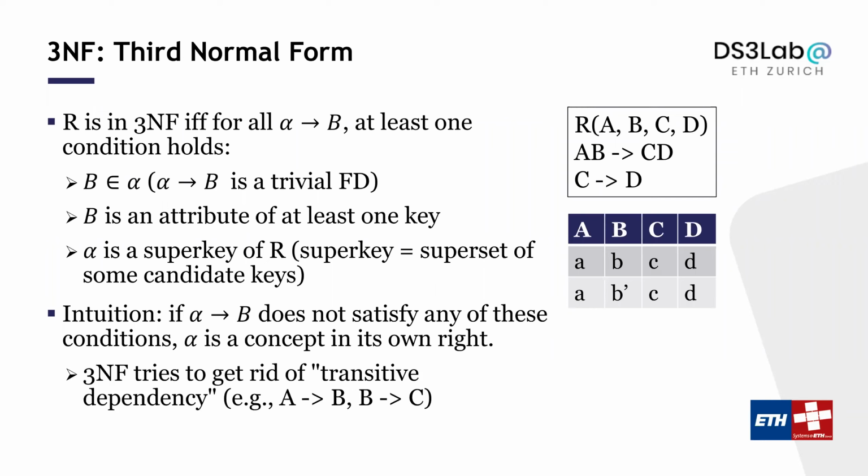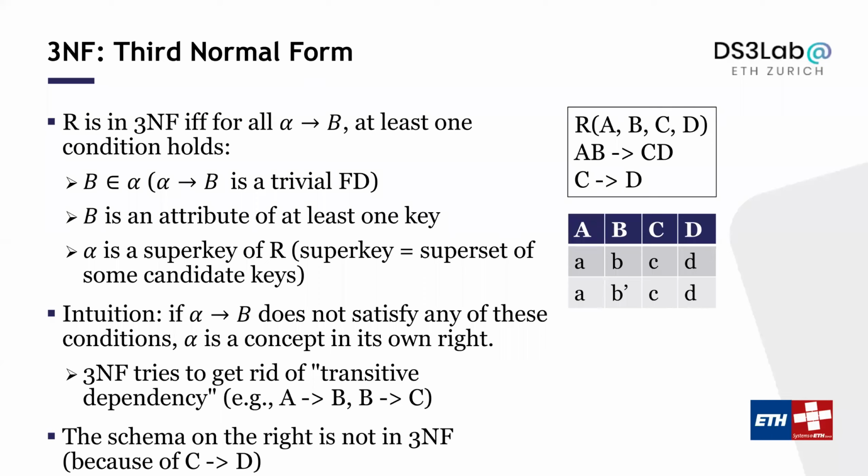Another intuition is that we try to get rid of transitive dependencies. For example, I have three attributes, there's a functional dependency from A to B, and there's a functional dependency from B to C. This type of transitive dependency is okay for second normal form. But if you apply third normal form here, whenever I have this type of transitive dependency, the relation will not be in third normal form.